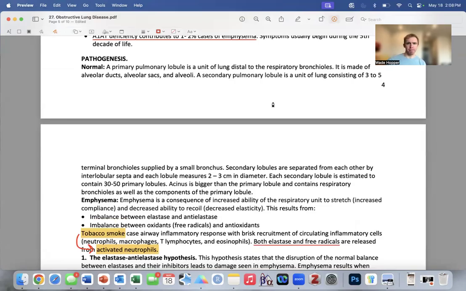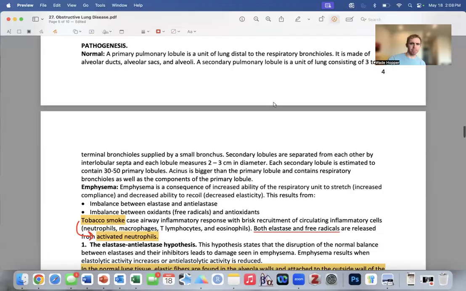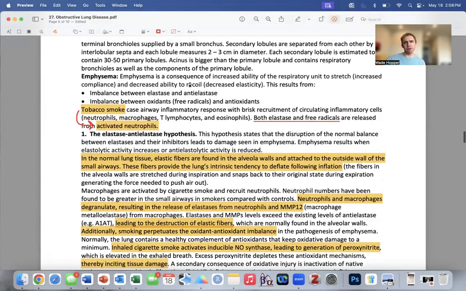Pathogenesis of emphysema. It's a consequence of decreased elasticity as a result of, number one, imbalances between elastase and anti-elastase. So an elastase just breaks something up, and an anti-elastase would stop the thing that's cutting apart your proteins. So elastase breaks apart and degrades elastic proteins. When you smoke, elastase goes up, anti-elastase goes down. This is mediated by immune cells.